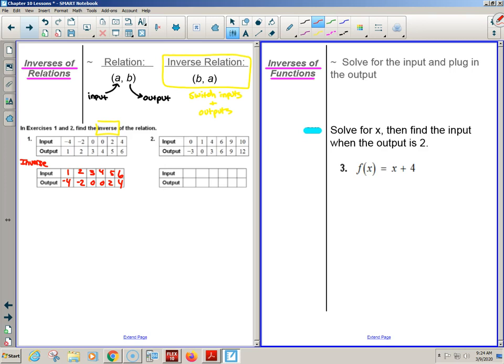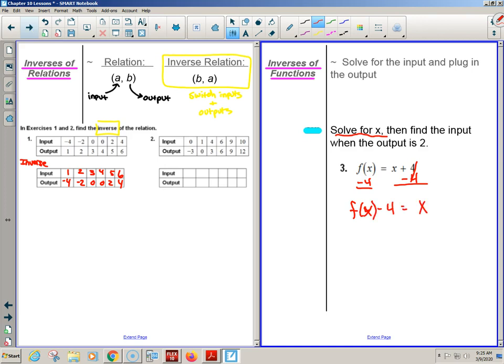Do you guys see in the directions, what does it say? Does it say solve for x? Okay, solve for x. Solve for x, but x is right here. Okay, well, how do we get x alone? Don't we just subtract 4? So now we have f of x minus 4 is equal to x.